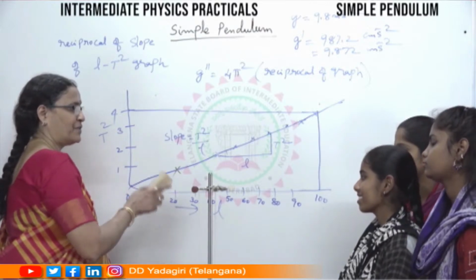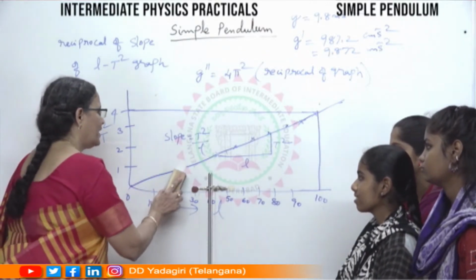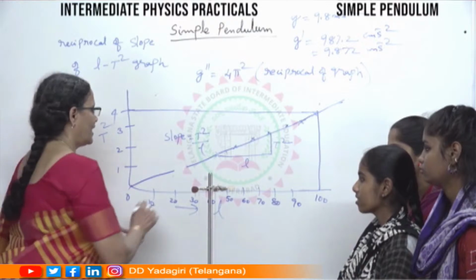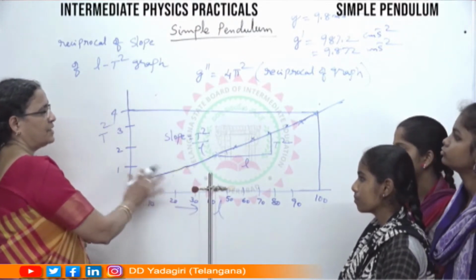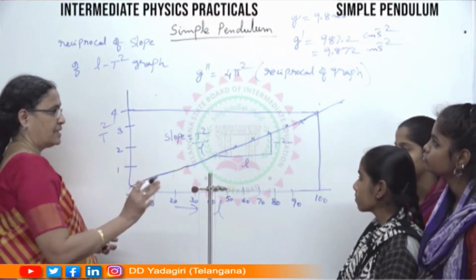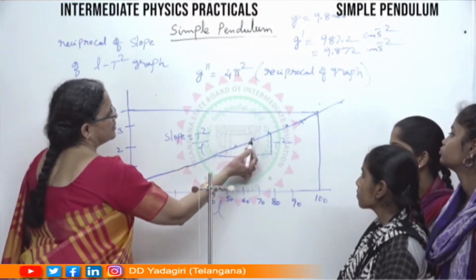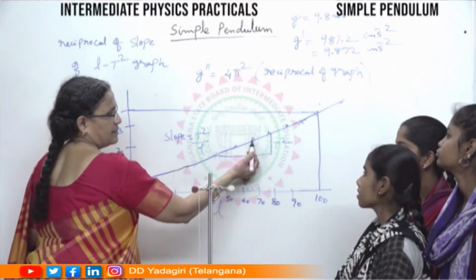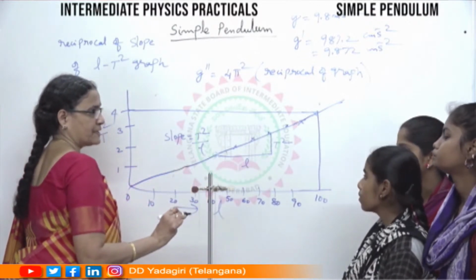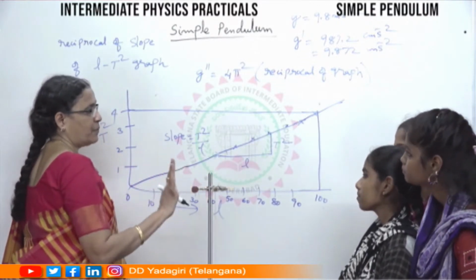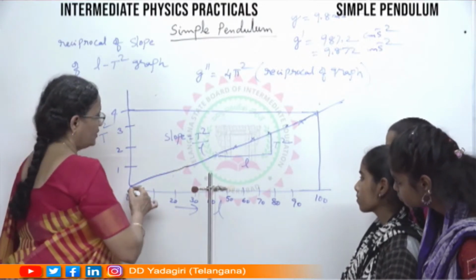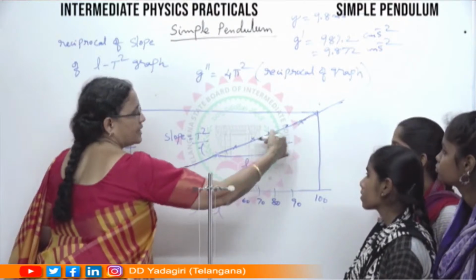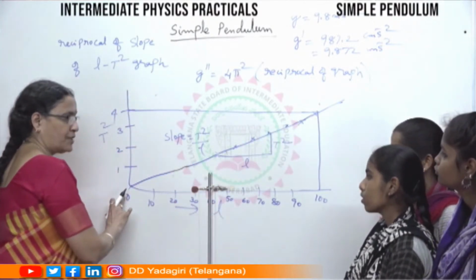Your graphs, your readings, everything should be in accordance with your observations. So you should get a straight line. It doesn't matter even if some point is not meeting. Draw through the maximum number of points. You should have a minimum of 3 points to draw a straight line. So draw a graph. It should be a straight line passing through the origin.